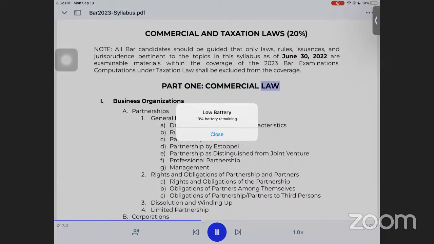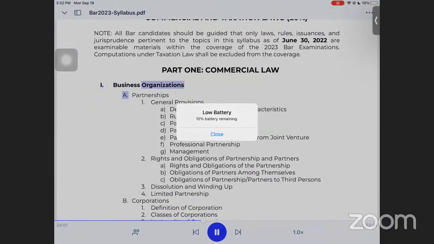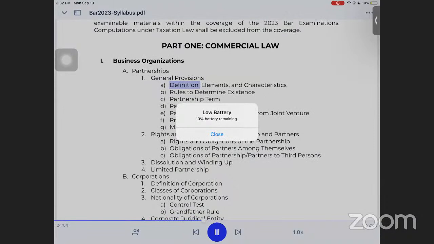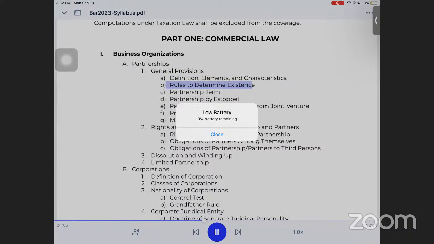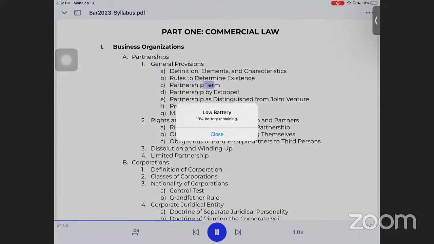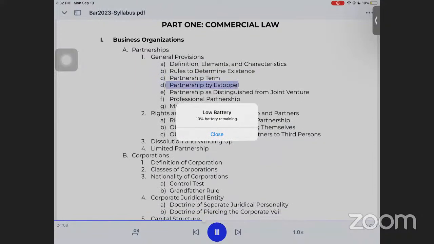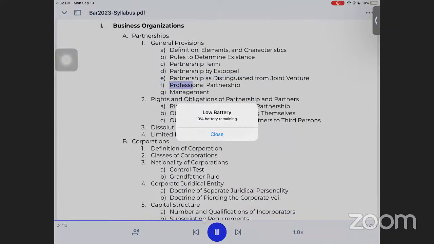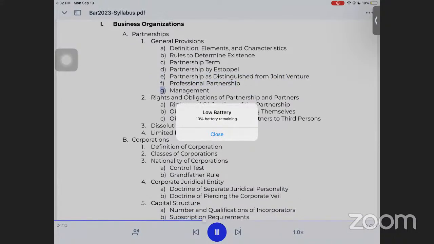Part 1. Commercial Law. I. Business organizations. A. Partnerships. 1. General provisions. A. Definition, elements, and characteristics. B. Rules to determine existence. C. Partnership term. D. Partnership by estoppel. E. Partnership as distinguished from joint venture. F. Professional partnership. G. Management.